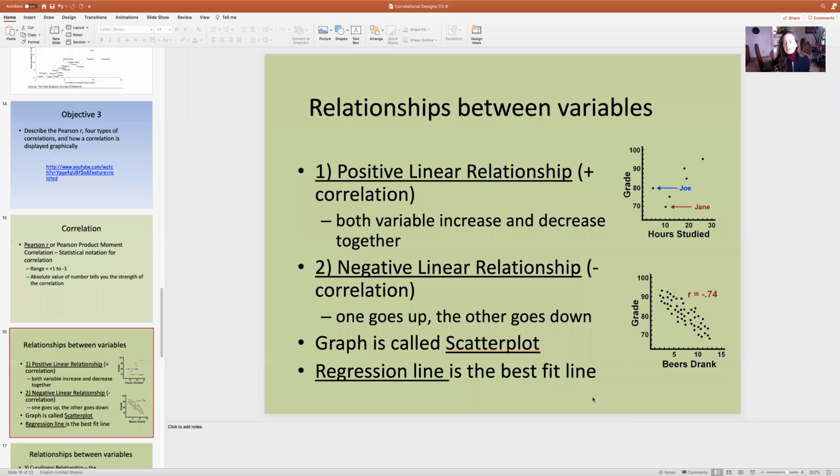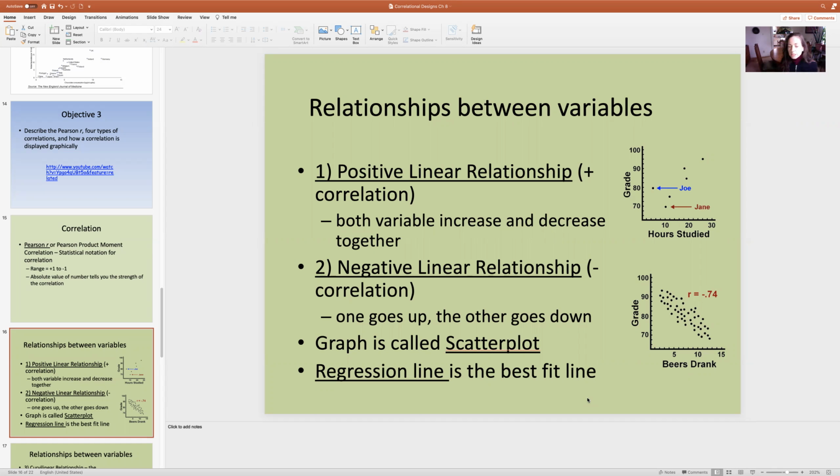Okay, I want to talk about 3 different kinds of correlation. The positive linear relationship. When you see that positive sign, or no sign at all, it means that it's positive, then we can assume that it is a positive linear relationship. And all that means is that both variables increase together or they decrease together. So for example, grades and hours studied. We would assume that as hours studied goes up, so do grades, and that they also go down together. So as grades go down, so do hours studied.